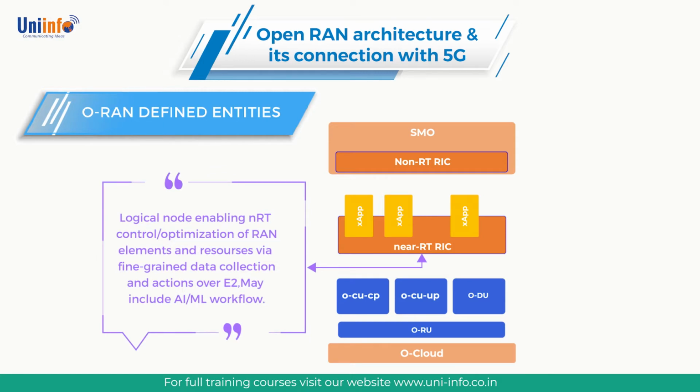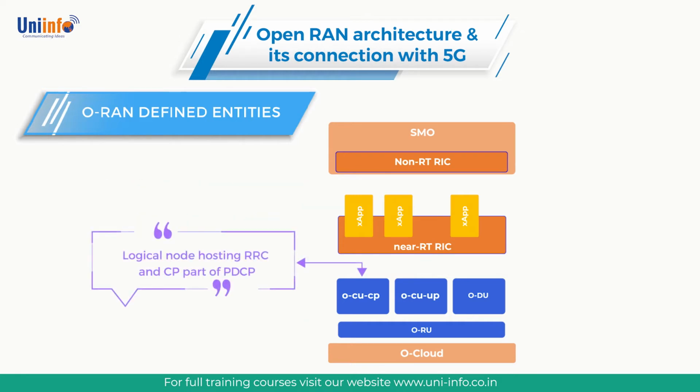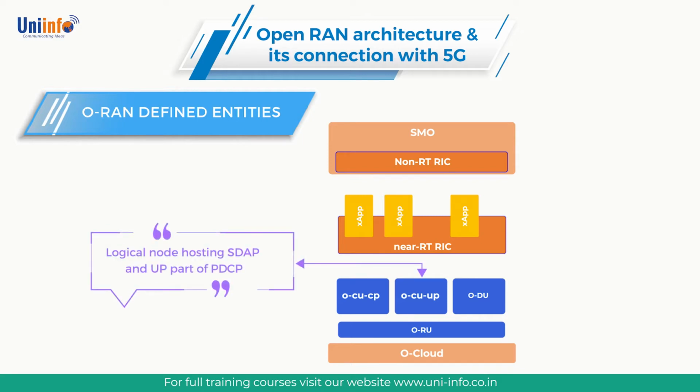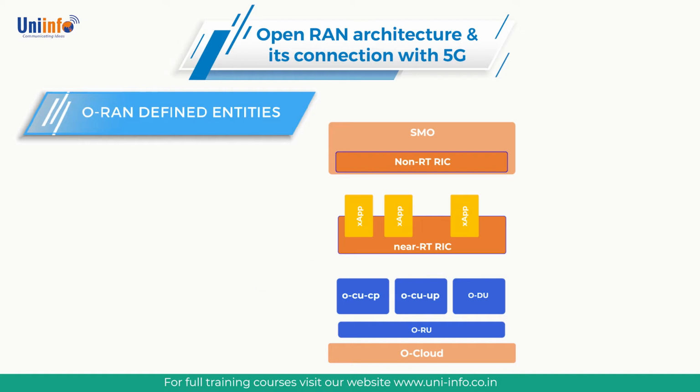Eighth, near-RT RIC, a logical node enabling near-RT control and optimization of RAN elements and resources via fine-grained data collection and action over E2, which may include AI or ML workflow. Ninth, logical node hosting RRC and the CP part of PDCP. Tenth, logical node hosting SDAP and the UP part of PDCP.